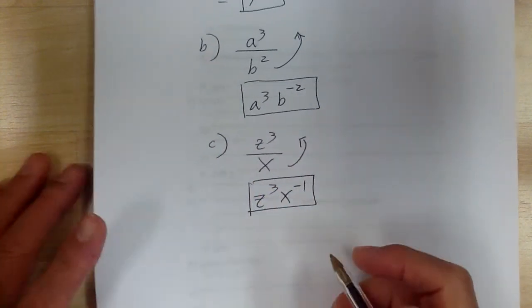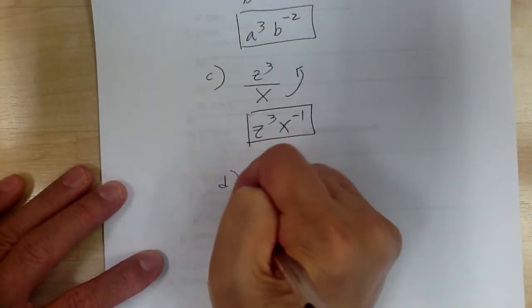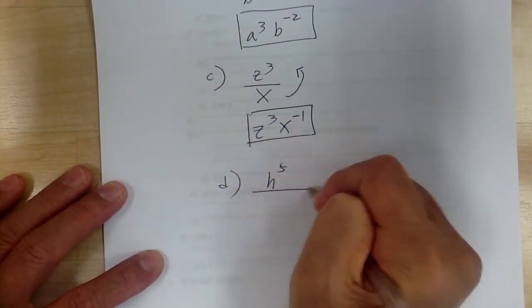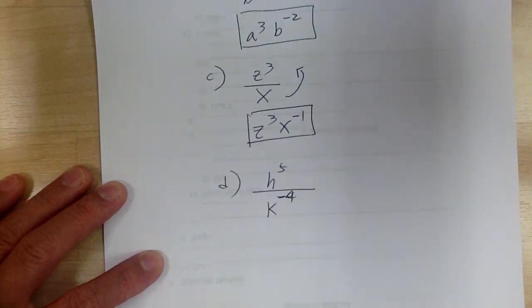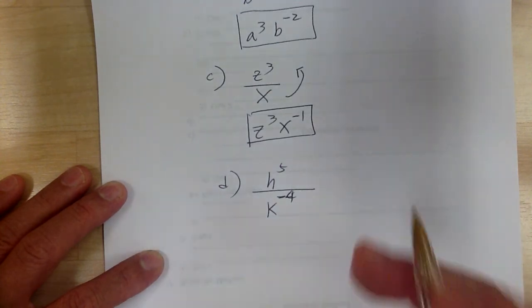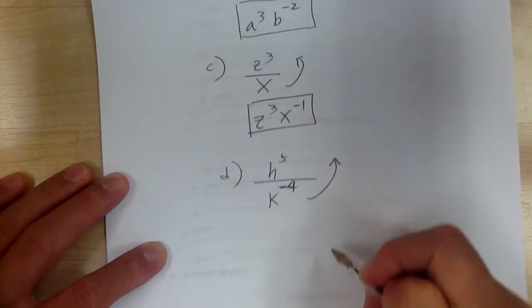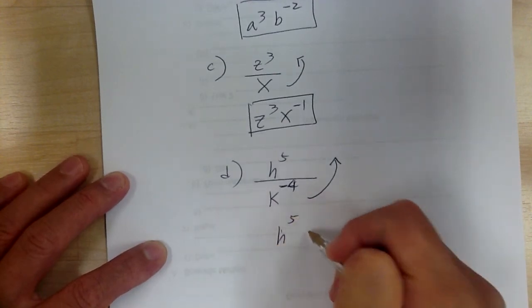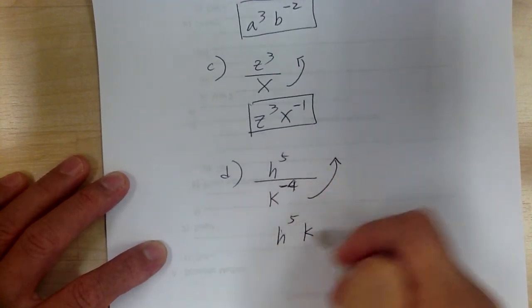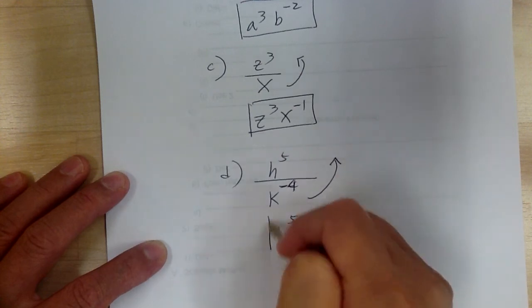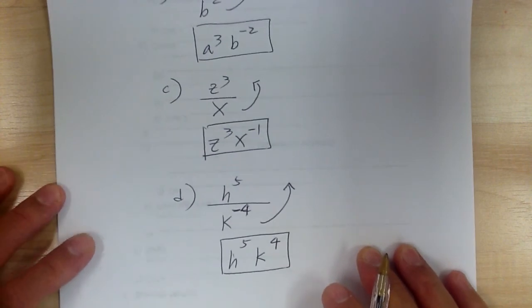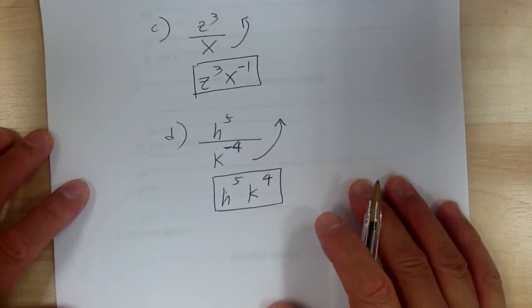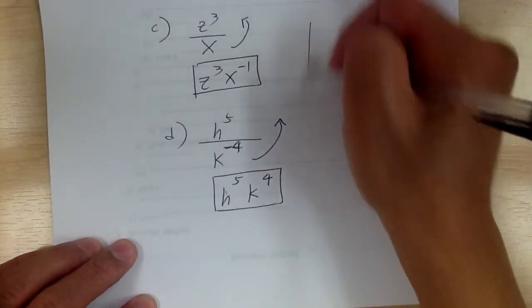Okay. Now let's go to d. You got h to the 5 over k to the negative 4. Again, the instruction says get rid of the denominator. So to get rid of the denominator, you need to flip things over. So you need to flip this to the top. So when you flip to the top, the sign changes. It's already negative, so when you flip it over, it becomes positive. Okay, so you have to understand the instruction. Okay, so let's go and do some practice.